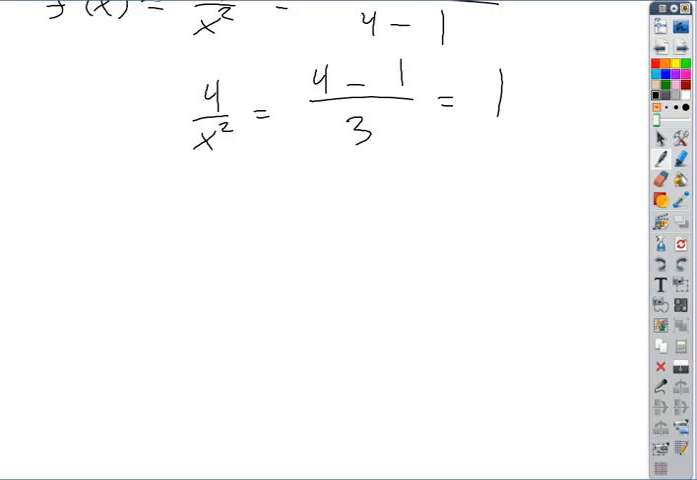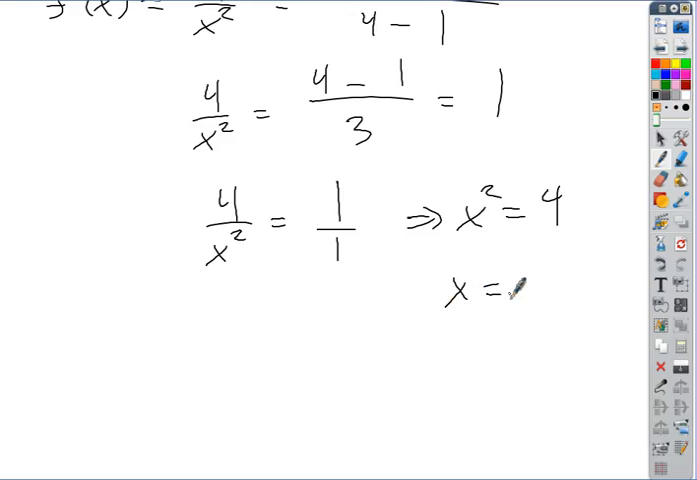So there's the equation we're solving. When is 4 over x squared equal to 1? How do I solve that equation? Cross multiply, and that gives x squared equals 4. Take the square root, so x equals plus or minus 2.